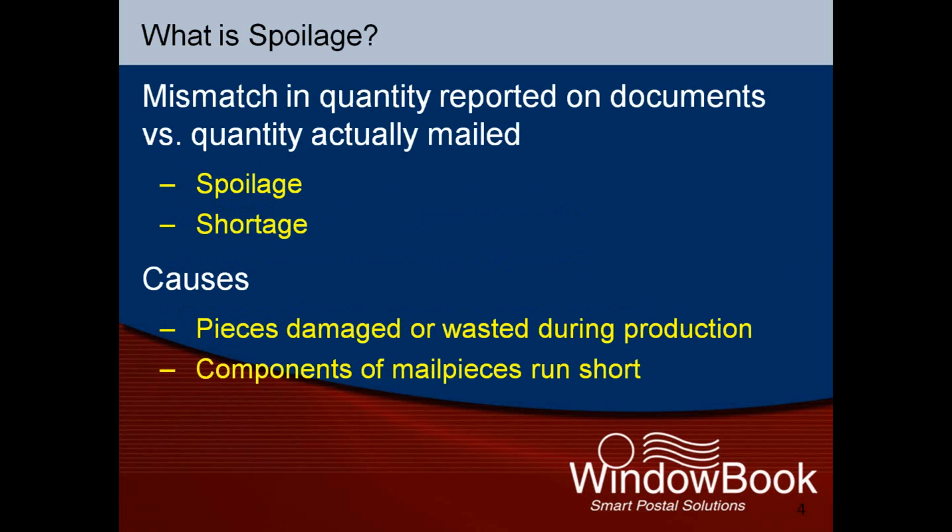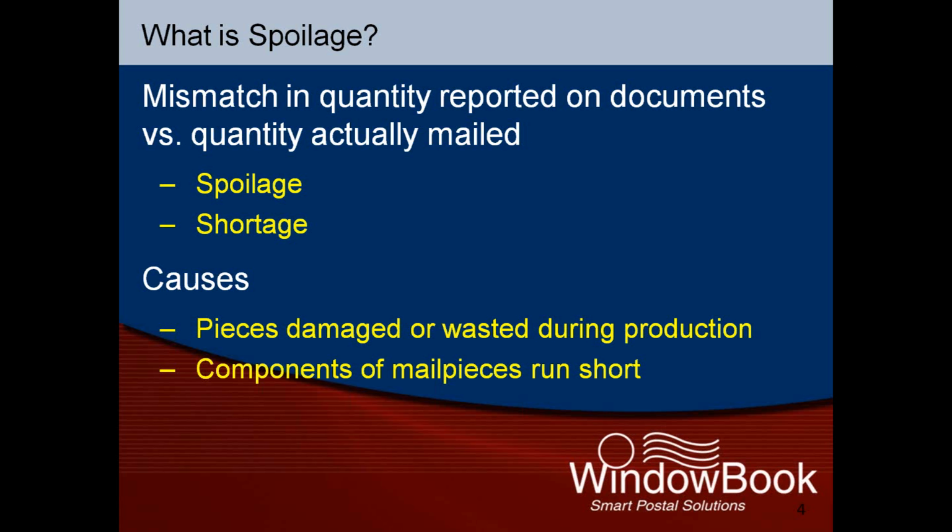Spoilage is defined for postal purposes as situations where there's a mismatch in the quantities reported in the electronic files and/or documents versus the quantity that's actually mailed. This mismatch can be due to spoilage or shortage, but for purposes of this webinar, we will term both of these collectively as spoilage. Virtually every mail production environment will have spoilages or shortages.